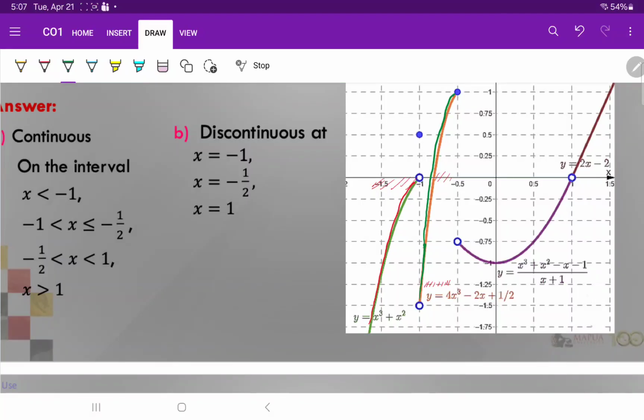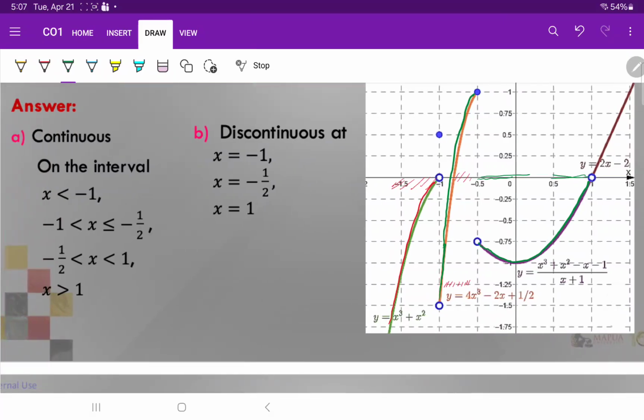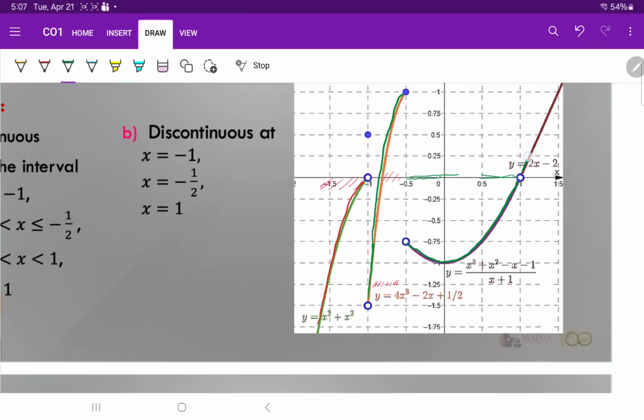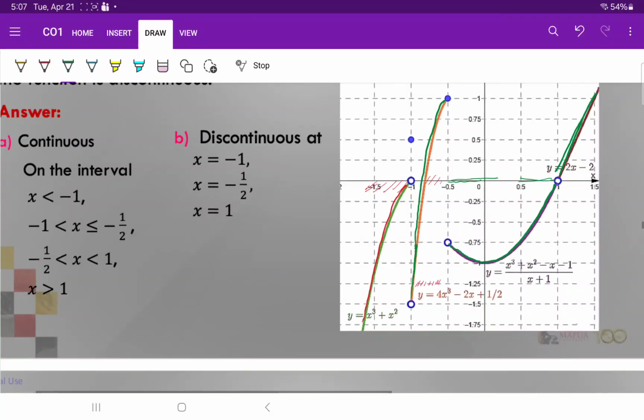Same on the region when x is greater than -1/2 but less than 1. So greater than -1/2, it's this region here, but less than 1. You could see that this graph here is continuous, right? Then also, on the region greater than 1, so that's this region here, it's continuous, right? But it says that it is discontinuous at x equals -1.